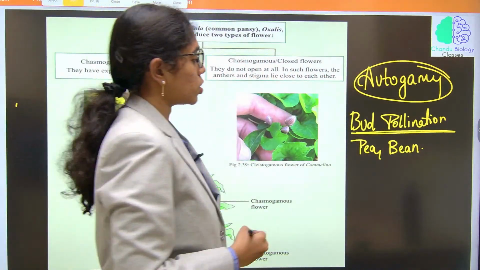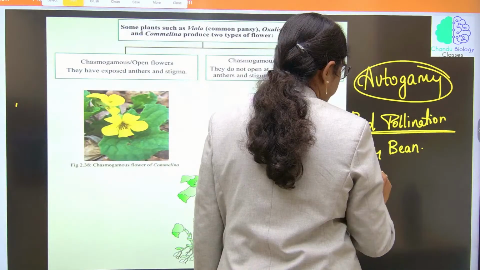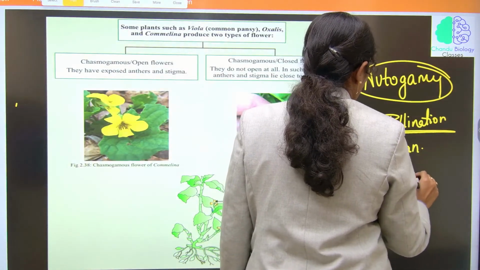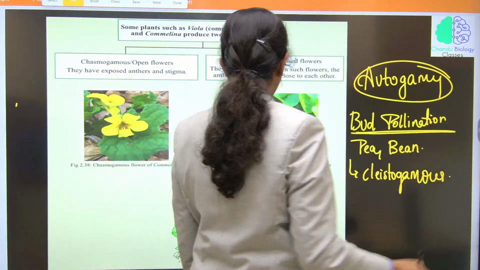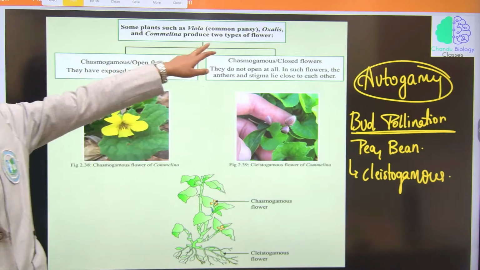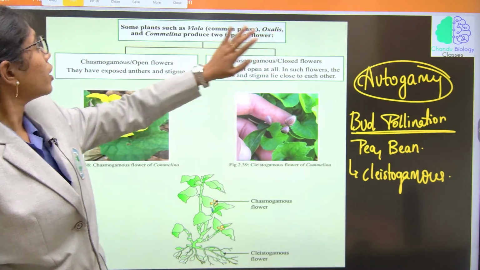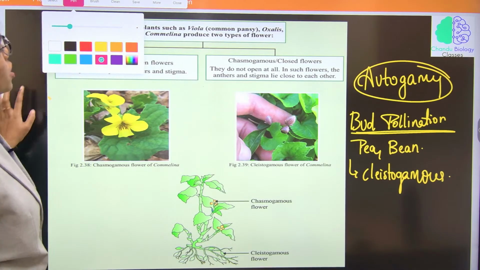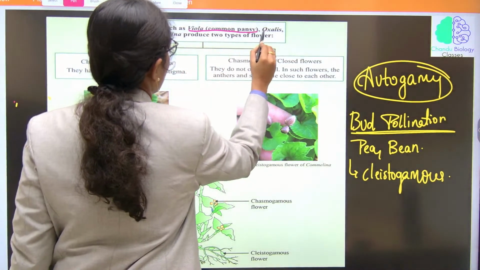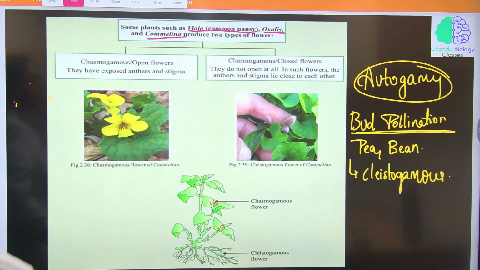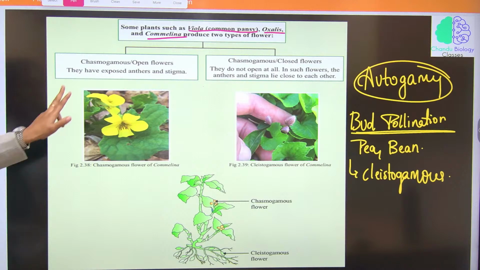Cleistogamous flowers means the flowers which will not open at all. In a few plants, if you observe viola or common pansy, oxalis and commelina, you can find both chasmogamous flowers and cleistogamous flowers.